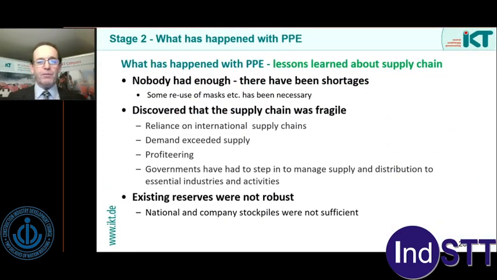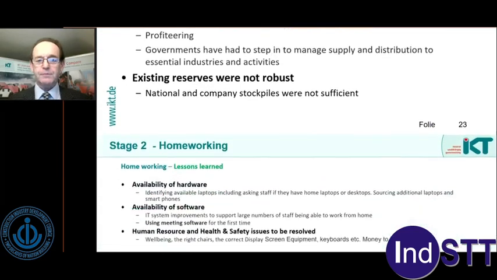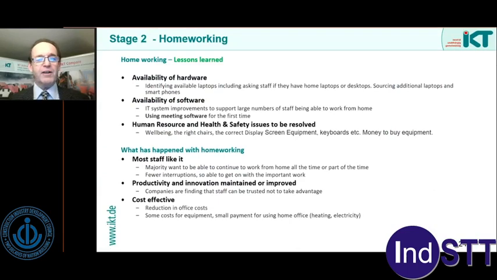Of course, I touched upon what happened with PPE. Nobody had enough, there were shortages, it was discovered the supply chain was fragile and that the existing reserves were not robust. So a lot of lessons learned there for future pandemics. Now, an issue and really interesting development, of course, was home working.